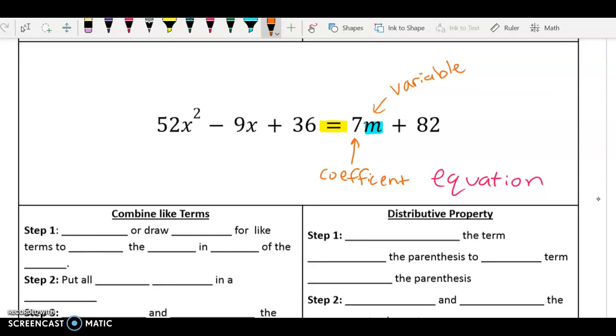Now, we talked about terms earlier, how an expression or an equation has one or more terms. So what exactly is a term? Terms are separated by plus and minus signs. So for instance, 5x squared is a term. Minus 9x is also a term. Plus 36 is also a term. 7m is a term, and 82 is a term. Okay, so keep that in mind. The whole thing is called a term.